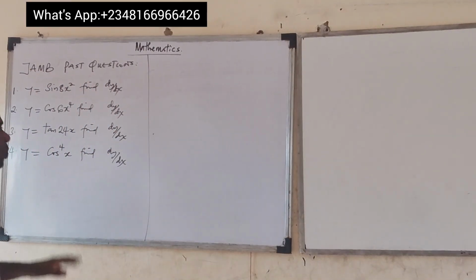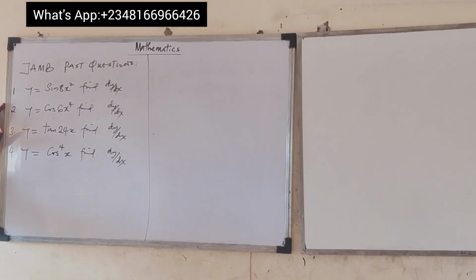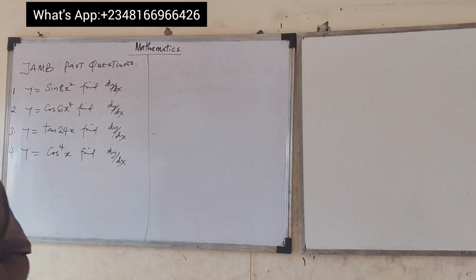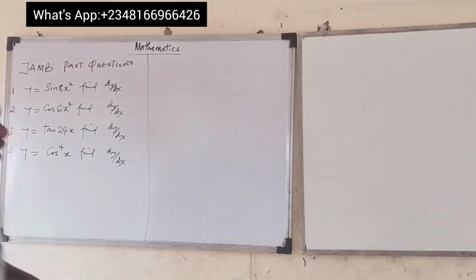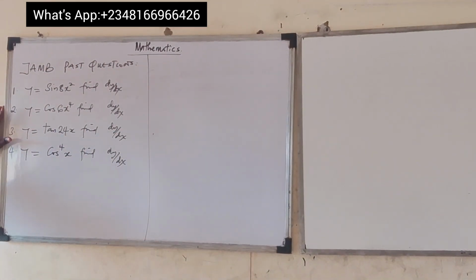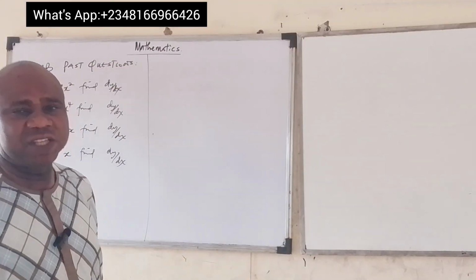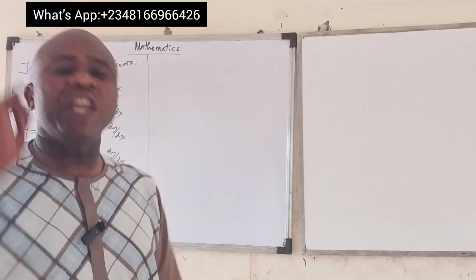Now, I want us to look at some questions and the short method, or short way, of approaching them. These are past JAMB questions. Question 1: y equals sine 8x squared. Find dy/dx. Question 2: y equals cos 6x raised to the power 4. Find dy/dx, down to question 4. We are going to be looking at the short method, which will save you time and also save your energy.